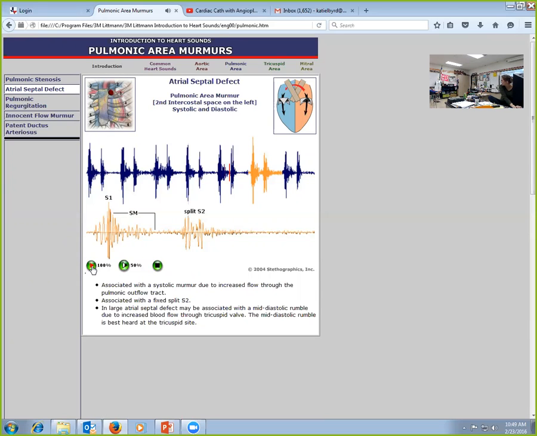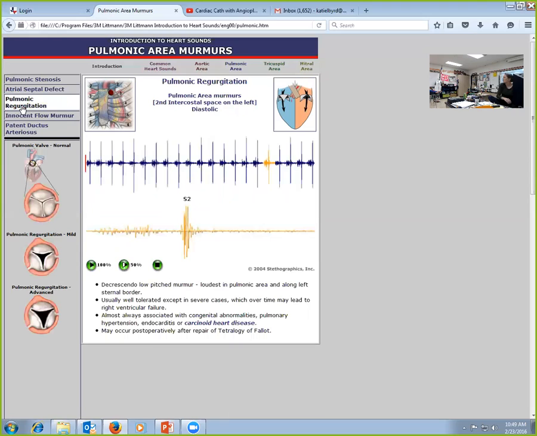Still had the two beats, but you can hear that's extra noise. It's like a car running over. Okay, pulmonic regurgitation. So regurgitation just means it's going back up. If you were to regurgitate your food, that's coming back up. Yes, all these are abnormal.